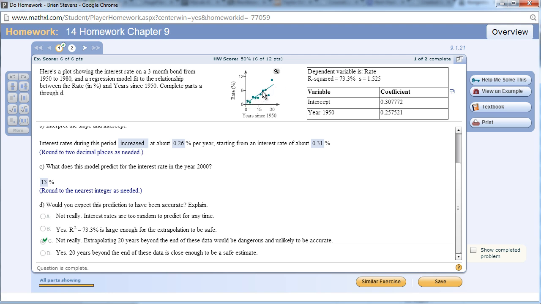Where a line predicted really well right here, it doesn't predict so well at the end of it, which is where we want to make our predictions. That's not good right there. Always think about the residual plot anytime you have a regression plot. If you want review on that, go back to chapter 8 homework and check it out.